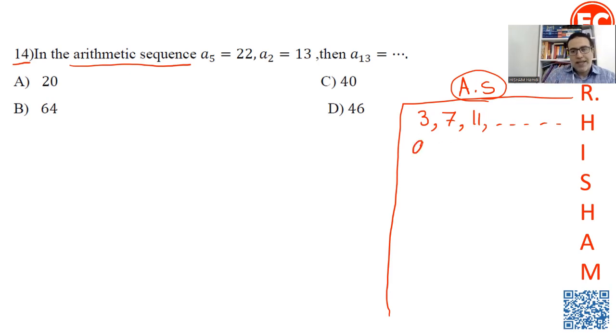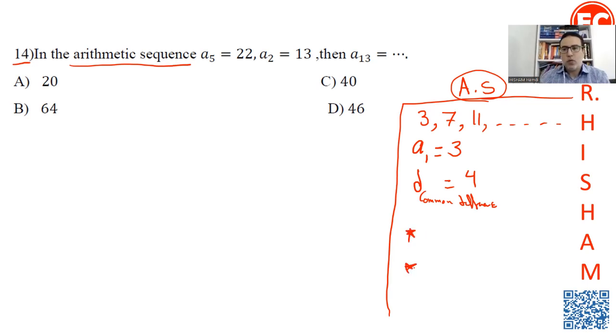So we write A1, which is the first term, is equal to 3, and D, the common difference, is 4, because every time I am adding 4. An arithmetic sequence is a sequence where I am adding the same number every time, or subtracting the same number every time. There are only 2 rules you should know about the arithmetic sequence. What are the 2 rules?